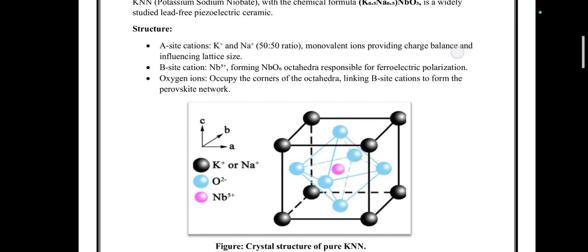If we talk about the structure of KNN, A site: potassium and sodium in a 50-50 ratio, monovalent ions providing charge balance and influencing lattice size. B site cation: niobium, forming niobium oxide octahedra responsible for ferroelectric polarization. At the B site, niobium is present at the center of the octahedra. Oxygen ions occupy the corners of the octahedra, linking B-site cations to form the perovskite network.